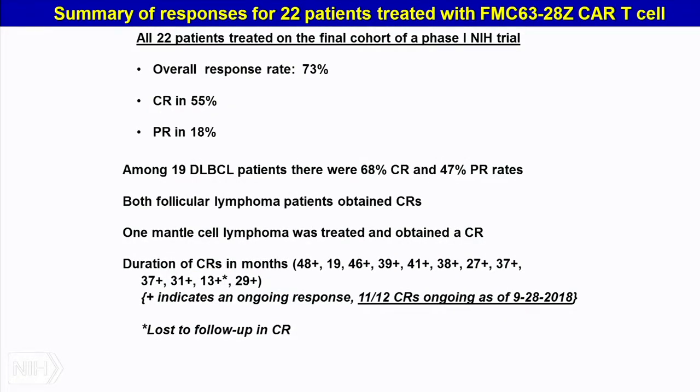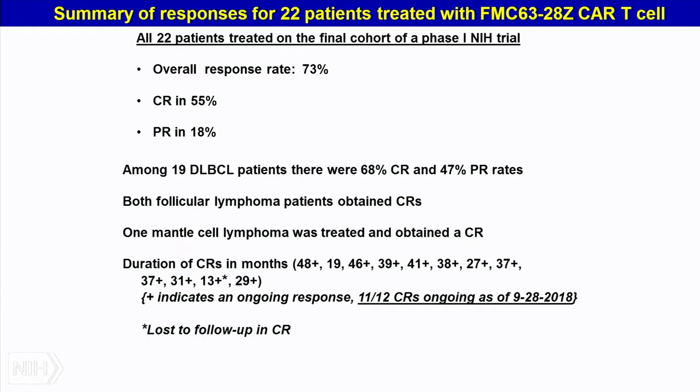So the overall results with this regimen were, of 22 patients, the overall response rate was 73%. To be counted as a response, the lymphoma has to shrink by at least 50%. Complete remission, which means a complete disappearance of lymphoma, was 55%, and partial remission, which means at least a 50% shrinkage of lymphoma, was 18%. Among the 22 patients, 19 had diffuse large B-cell lymphoma, and 68% of those patients obtained complete remissions.